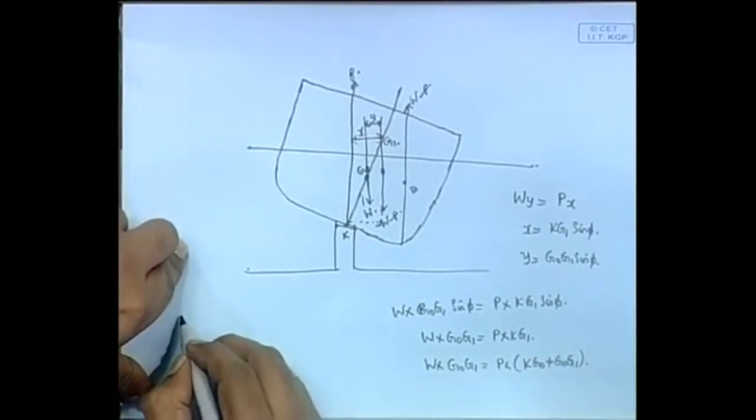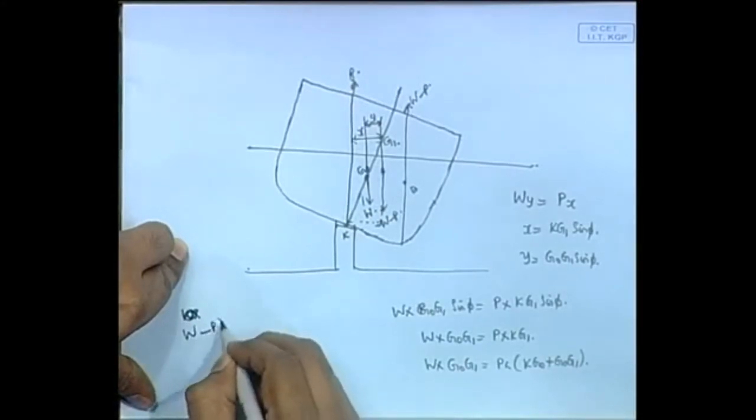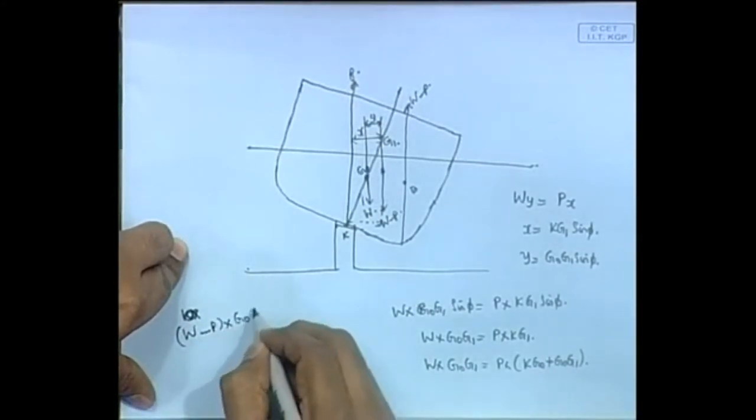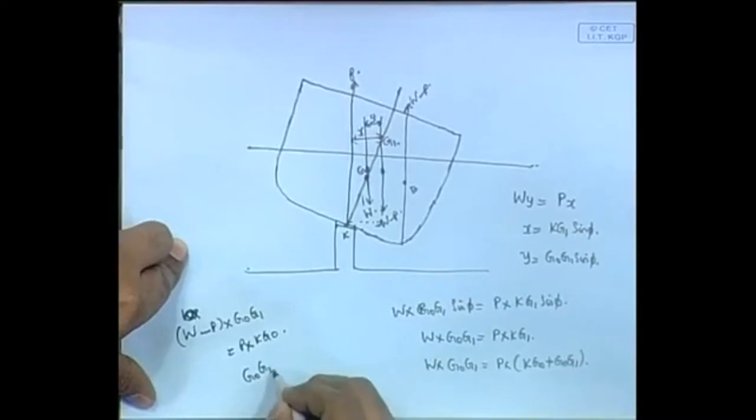W into g0 g1 is equal to P into kg0 plus g0 g1, therefore I will bring the W minus P into g0 g1 equals P into kg0, therefore g0 g1 is equal to P into kg0 divided by W minus P.